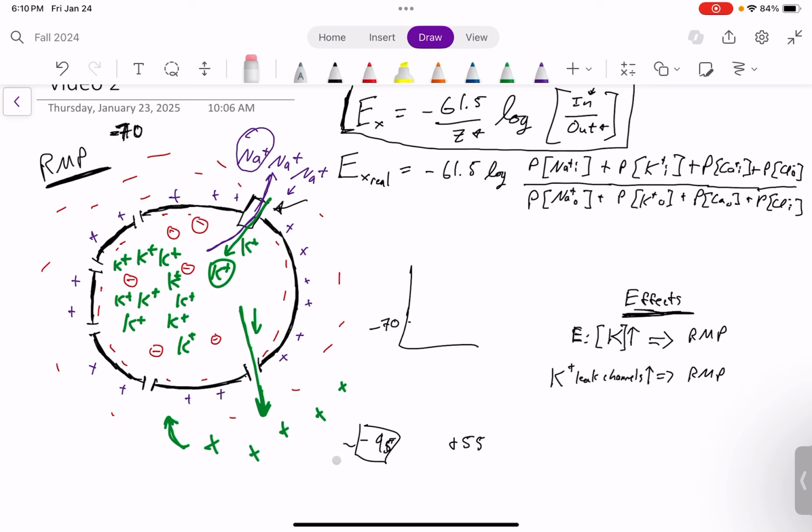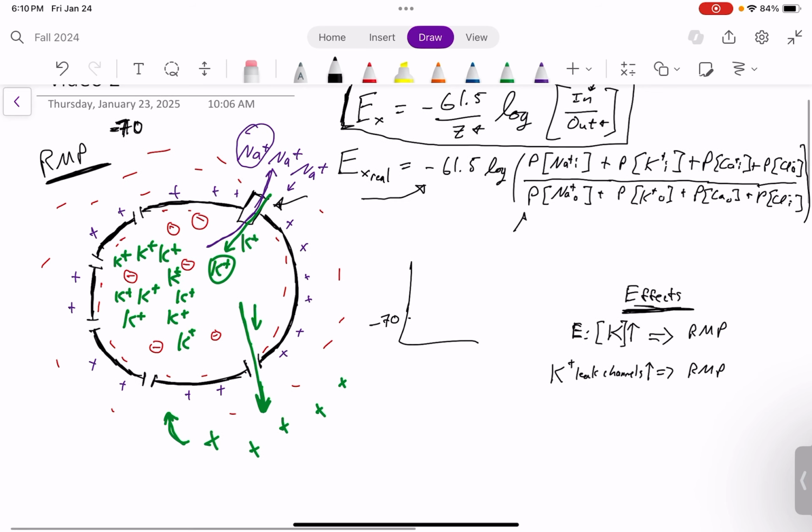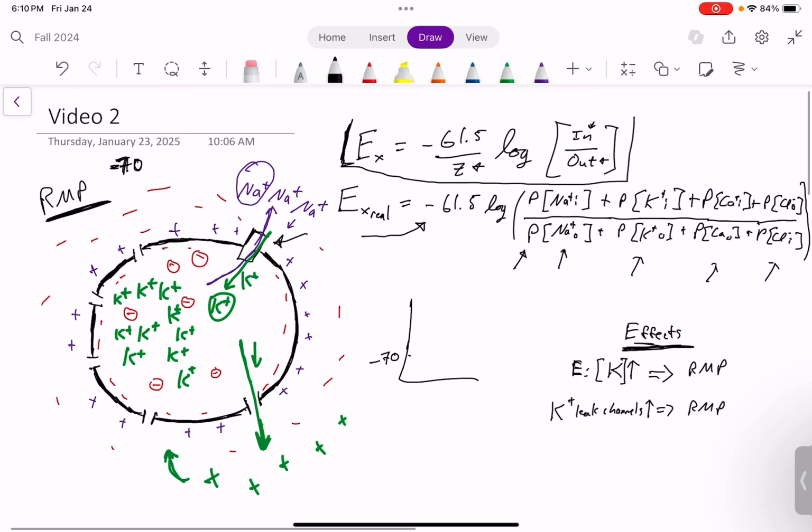So in order to actually know what the membrane potential has to be, we have to use Goldman's equation. And this takes into account every ion. So it's negative 61.5 times the log of, and then you have this big, huge thing that takes into account the permeability of the ions as well as the concentration inside and outside the cell. And it takes into account multiple ions. And this is much more true to real life.